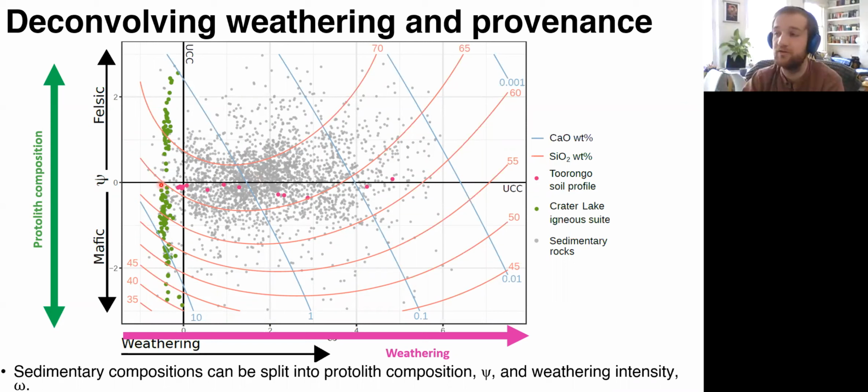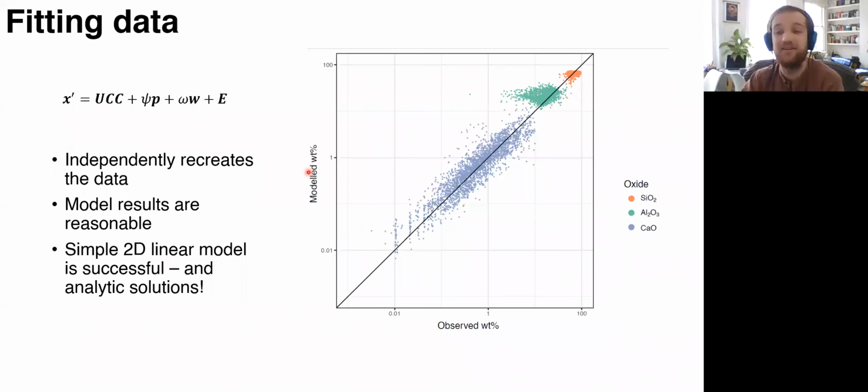So simply put, we can turn any major element composition of a sediment into a set of 2D coordinates which describe how intensely it's been weathered and then the relative composition of its protolith. Does this work? A very important property of models is, does it fit the data?